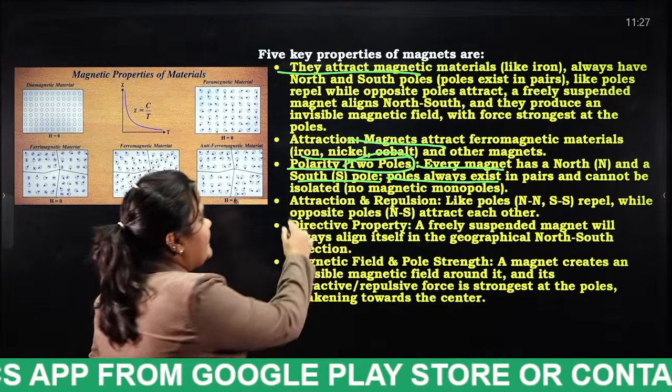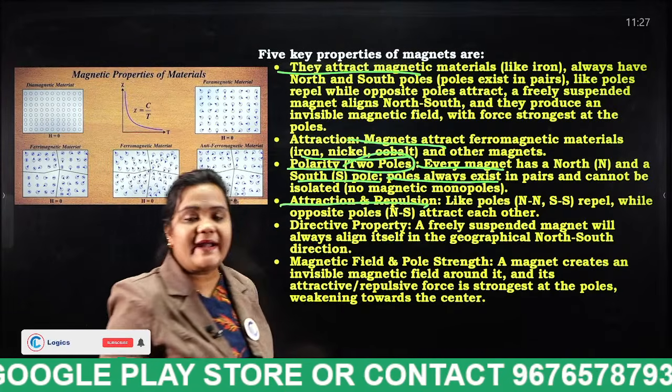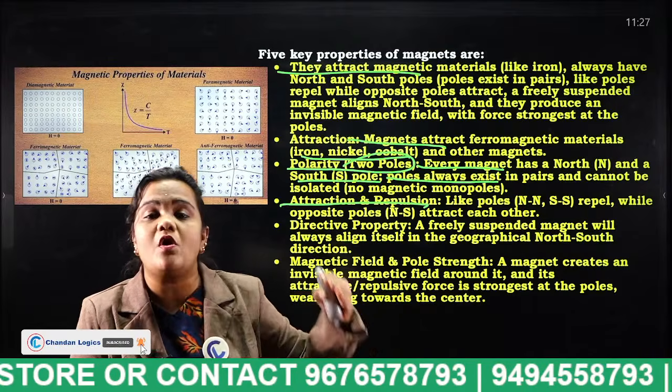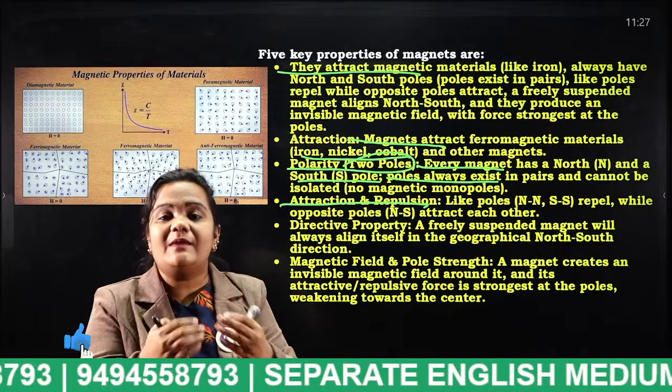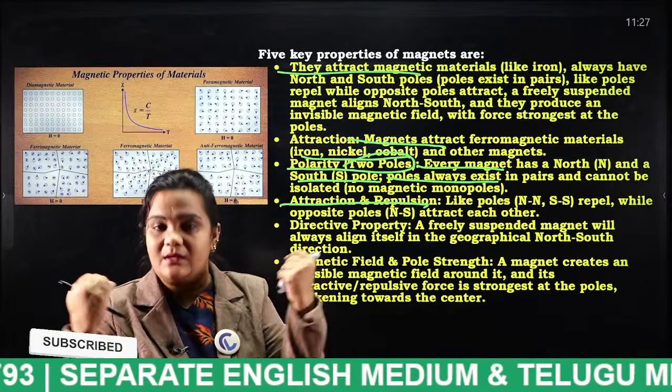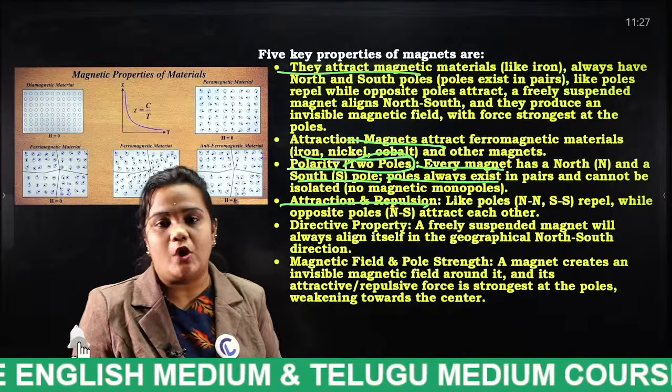And the next thing, attraction and repulsion. What do you mean by attraction and repulsion? Like poles always repel. Repel means they do not come together. Unlike poles attract each other, come together and join.